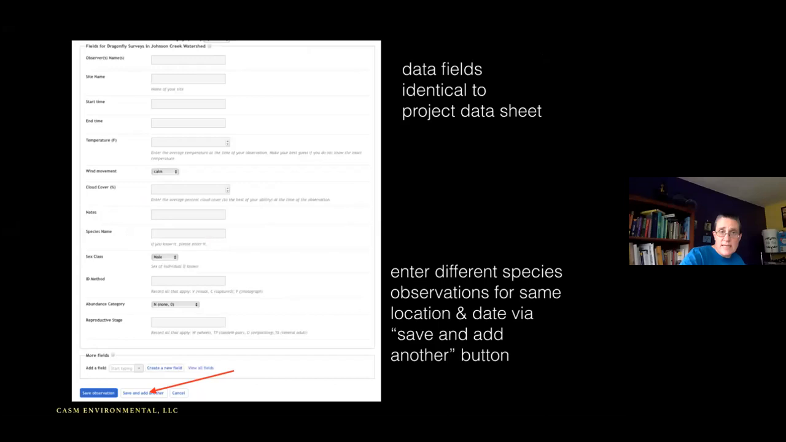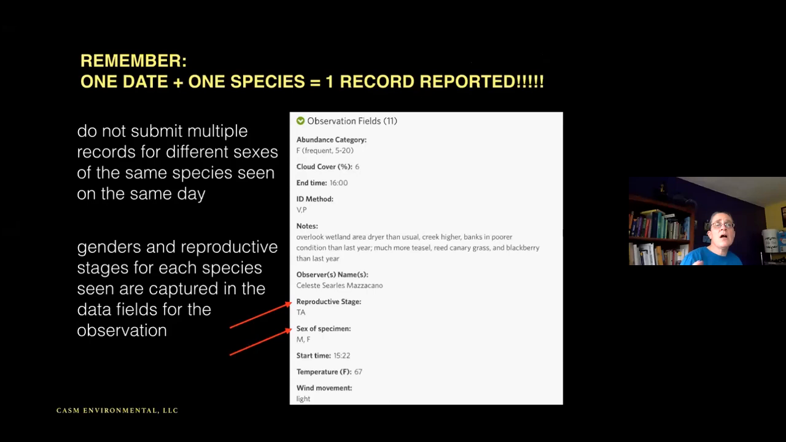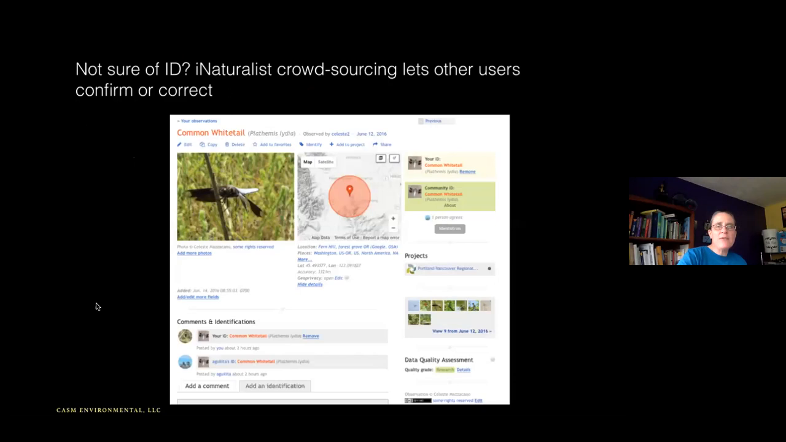But one thing I want to stress is this: one date, one species is a single record. I've had people get a little confused sometimes, and they'll report the male Pacific forktails that they saw, and then as a separate record, they'll report the female Pacific forktails that they saw. One species and their abundance, male, female, unknown, any reproductive stages, anything like that, one date, one species is a single record reported, okay?